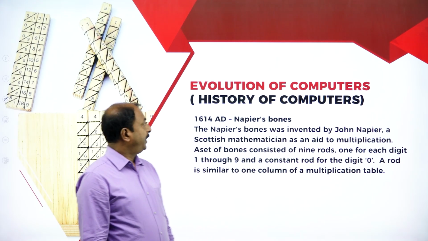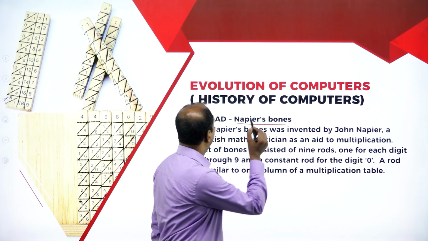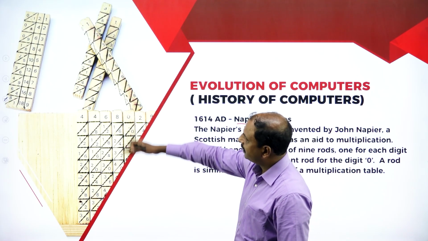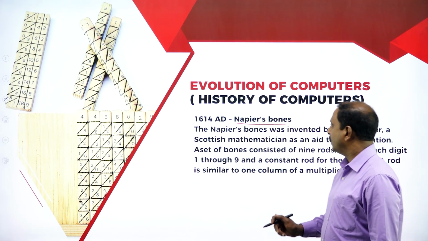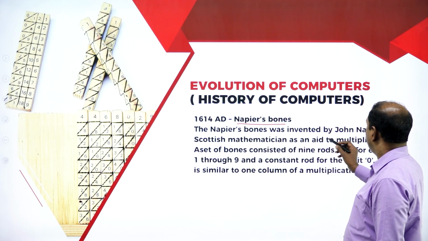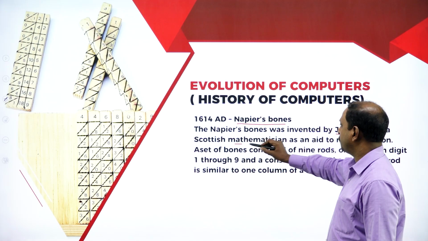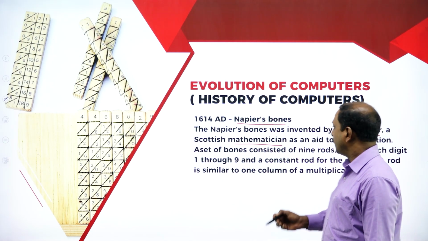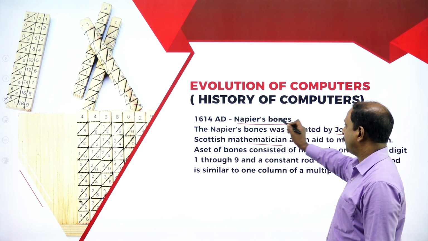The next device in the history of computers is Napier's Bones. Now you can see the pictures. This is a part of Napier's Bones. And what is a Napier bone? Napier's bones was invented by John Napier, a Scottish mathematician. He invented a device called Napier's bones. That is why it is named Napier's bones.